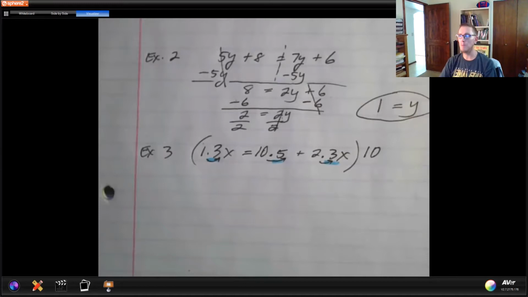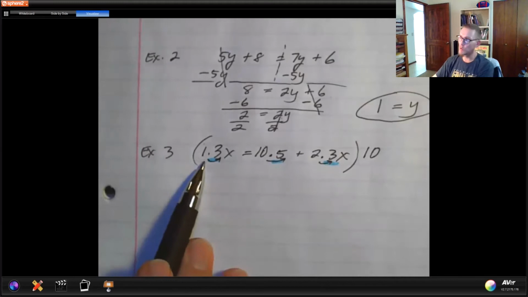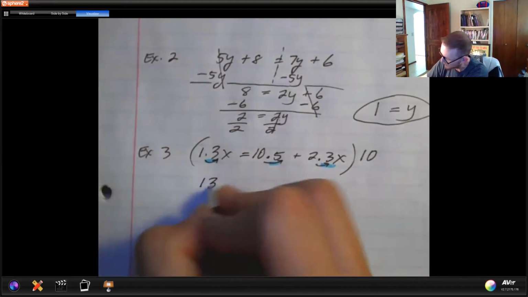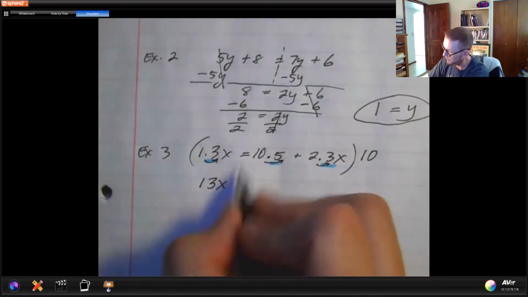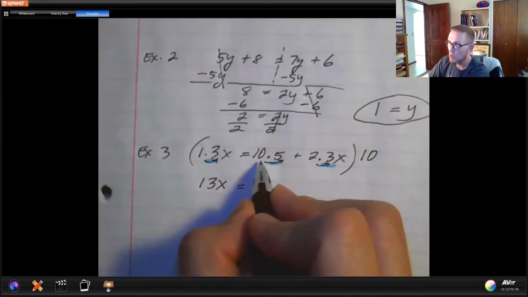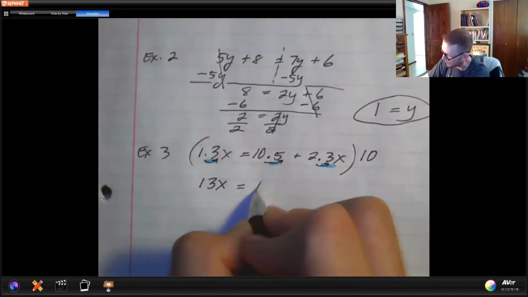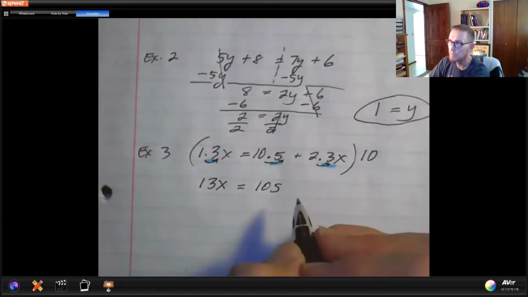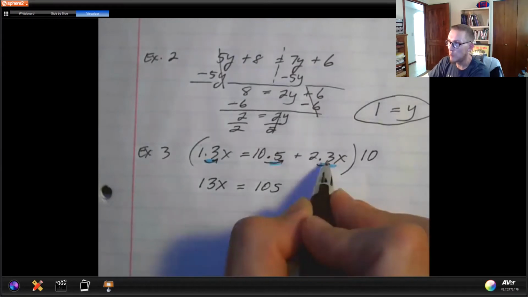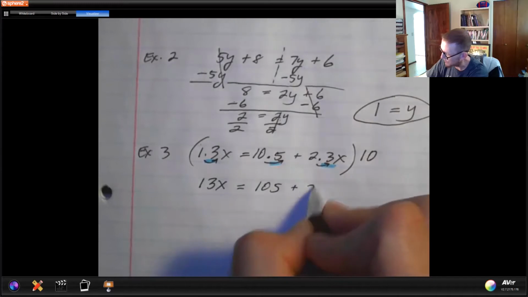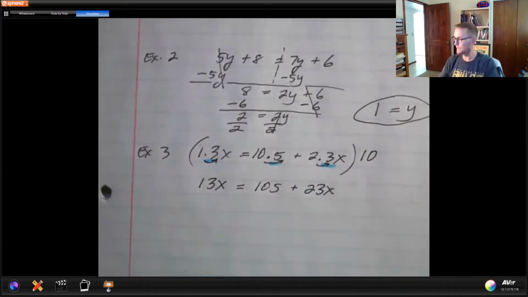And you have to maintain balance throughout the problem. Well, when this decimal moves over 1, 1.3x times 10 is going to make 13x, equals 10.5 times 10. I move the decimal once, so that becomes 105. And then 2.3 times 10, I'm going to move the decimal once, and that's going to become 23.